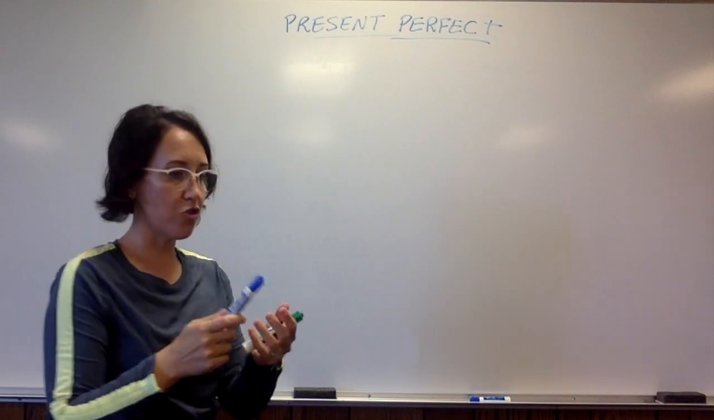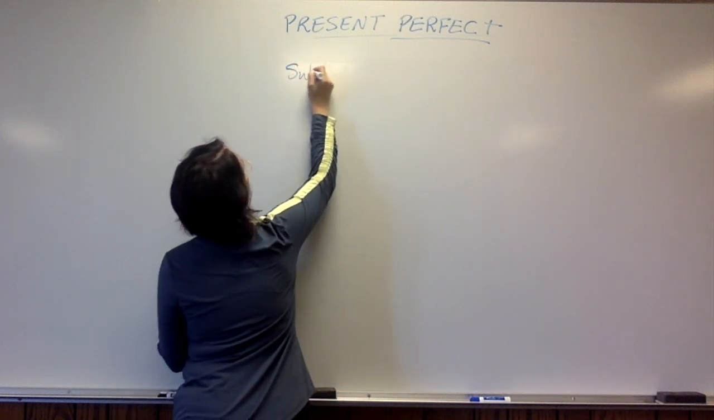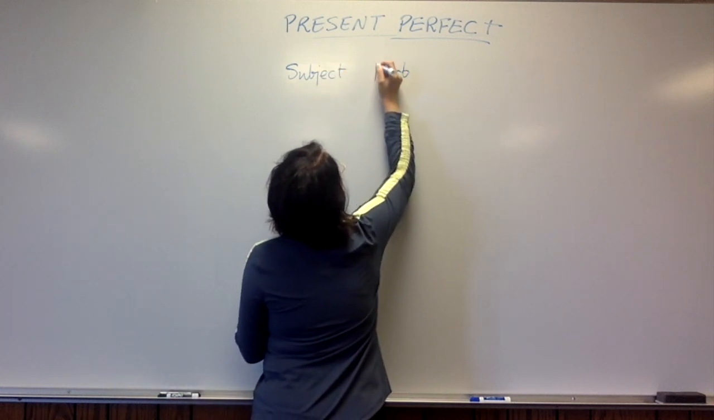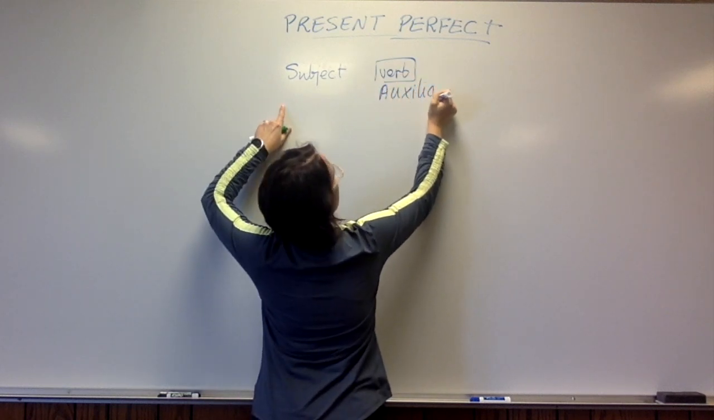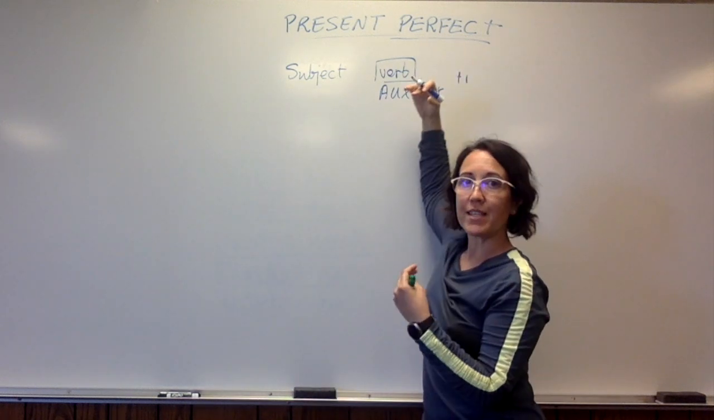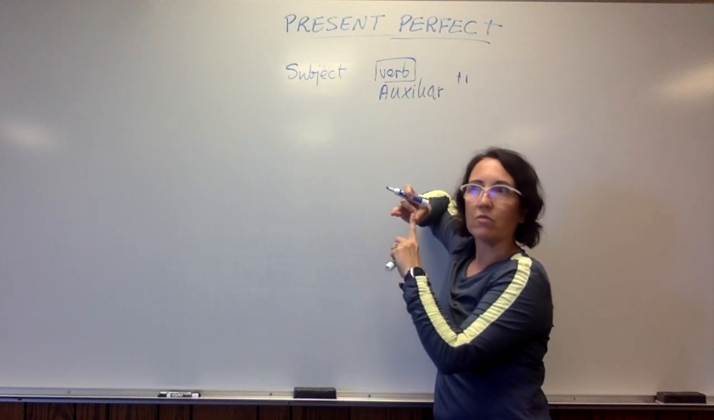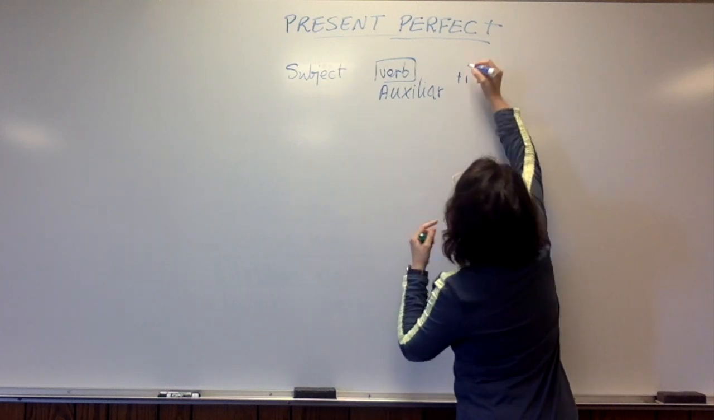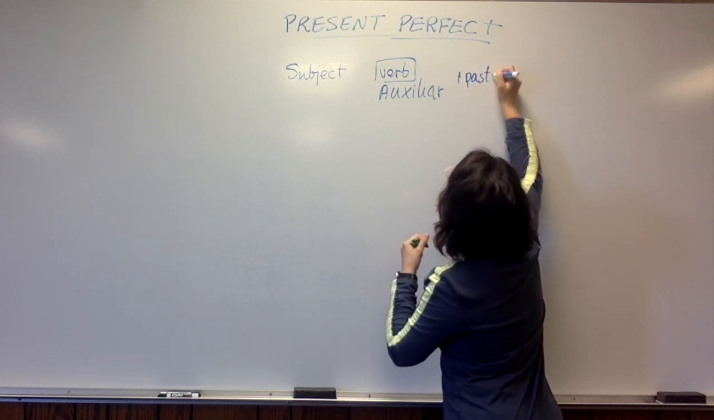And remember, for a sentence, we always need the subject, so the person that does the action, and the verb. The verb in this case will be the auxiliary verb that changes according to the subject, plus the past participle, the verb that carries the main meaning, like eaten or drunk or ran. So it will be the verb in the past participle. Okay?